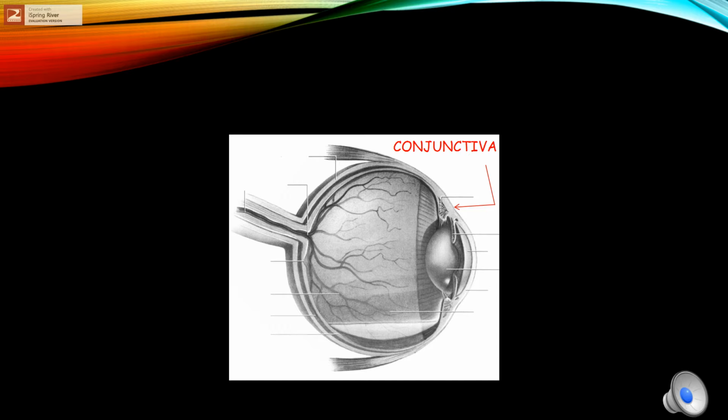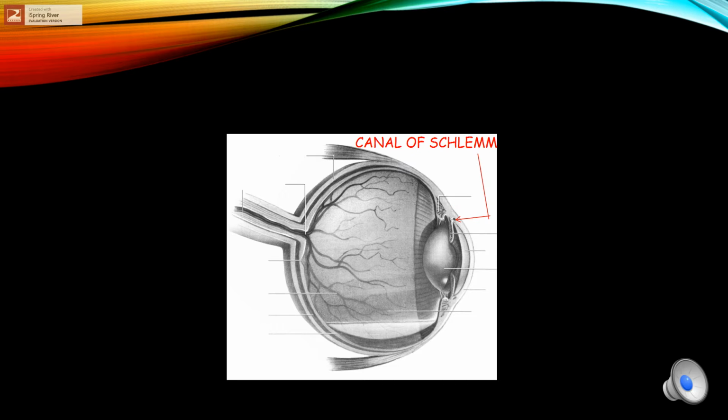Conjunctiva, the clear membrane that covers the front of the sclera and also lines the inner portion of the eyelids. Canal of Schlemm. Aqueous from the anterior chamber flows through the trabecular meshwork as it travels to the canal of Schlemm, which is a collection canal that delivers the aqueous to the venous system of the body.